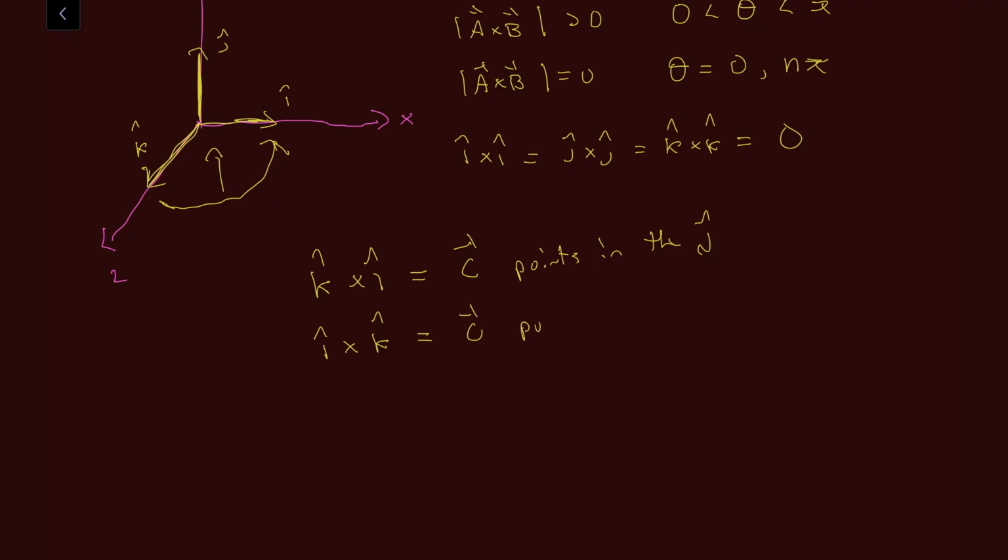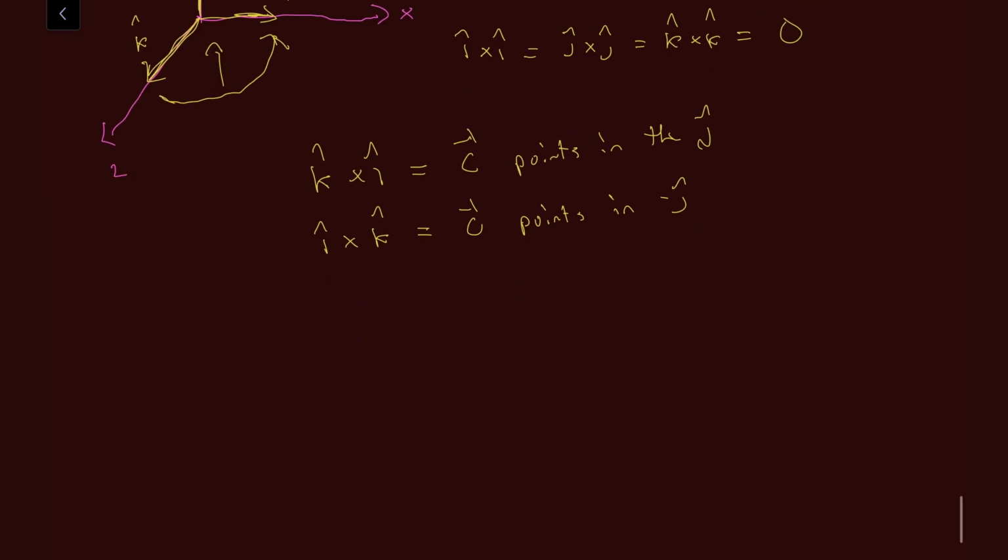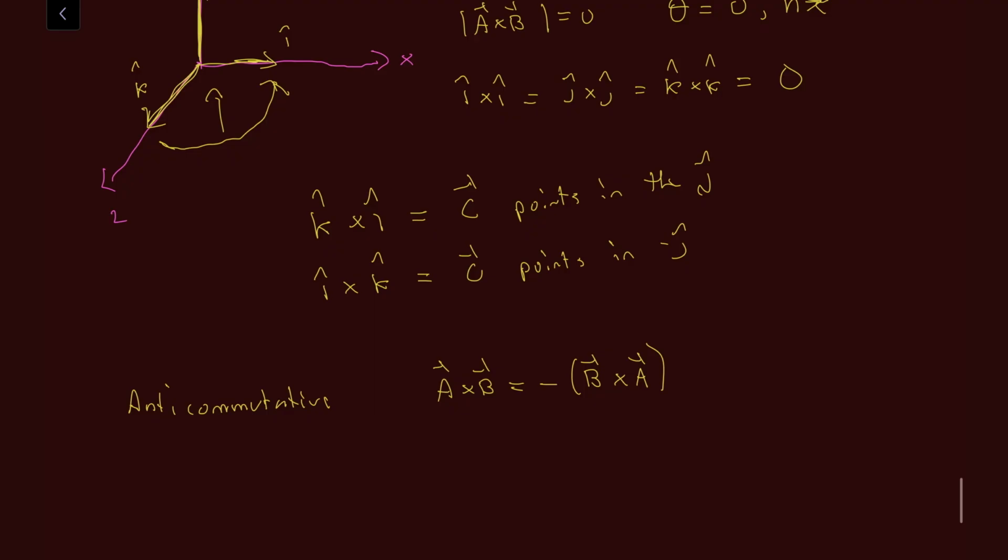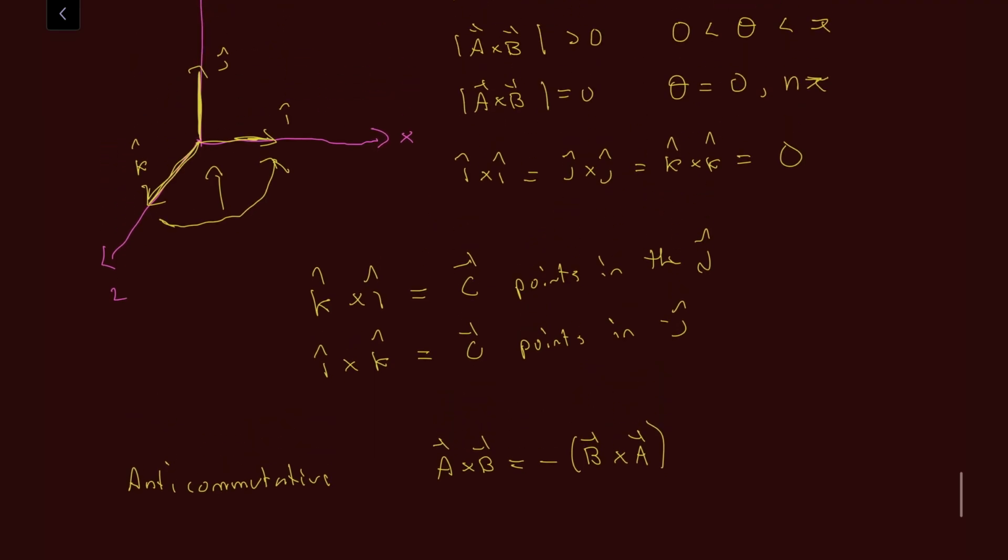And what we learn from that is that cross products are anti-commutative. That is to say that A hat cross B hat is equal to the negative of B hat cross A hat. Cross products are anti-commutative. Now, how can we use this to help us solve the 6 leftover terms?